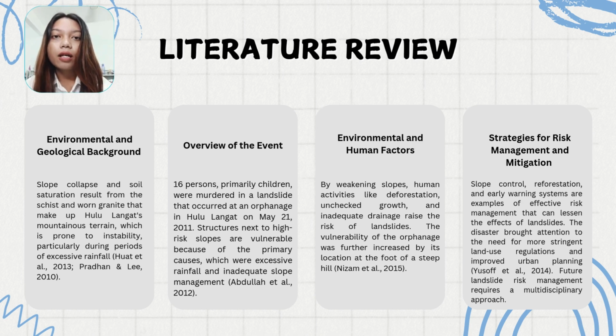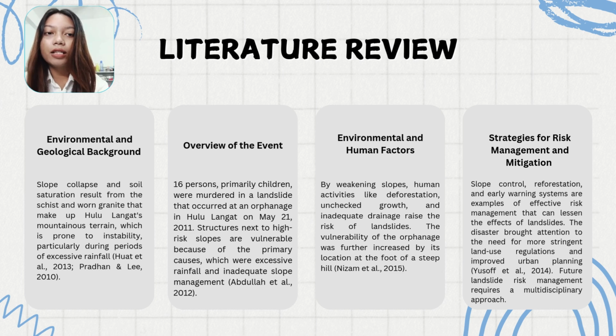The third one is environmental and human factors. By weakening slopes, human activities like deforestation, unchecked growth, and inadequate drainage raise the risk of landslides. The vulnerability of the orphanage was further increased by its location at the foot of a steep hill.